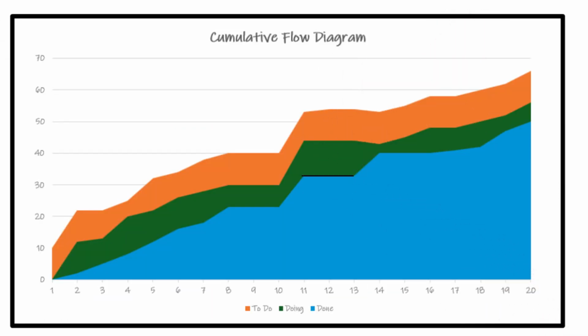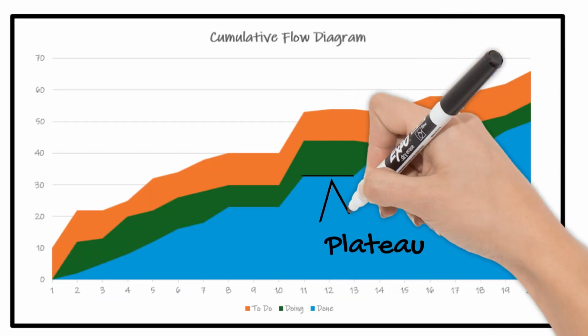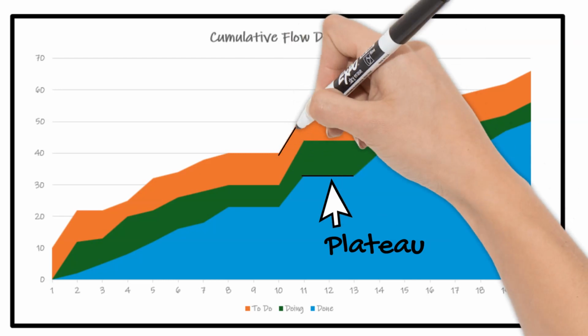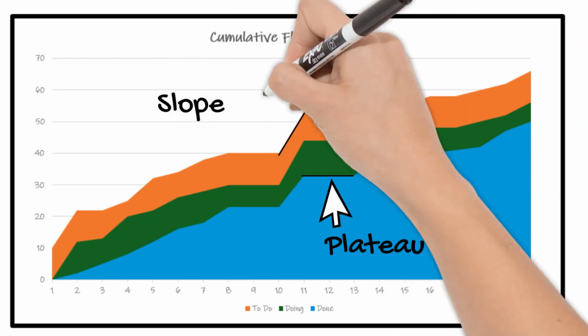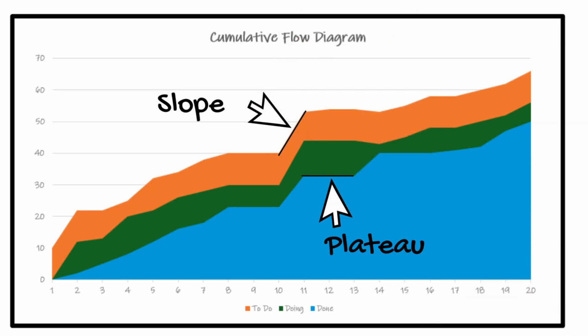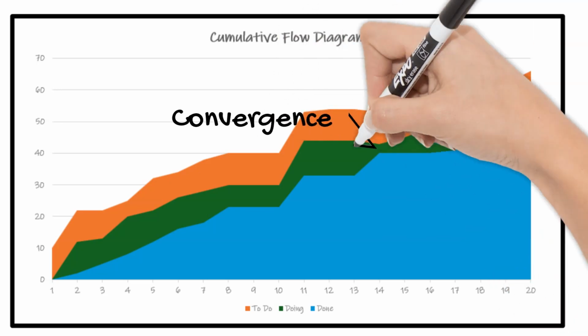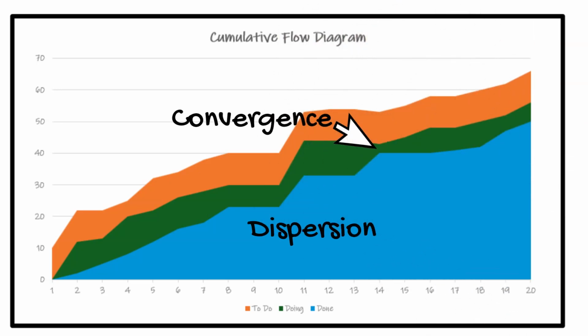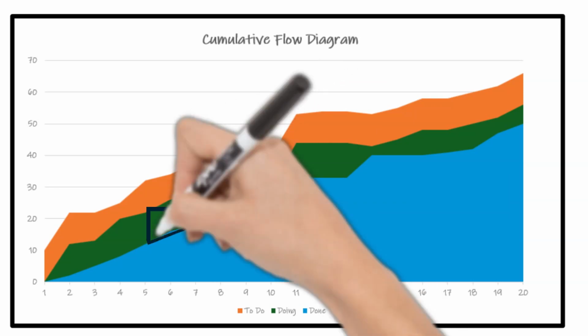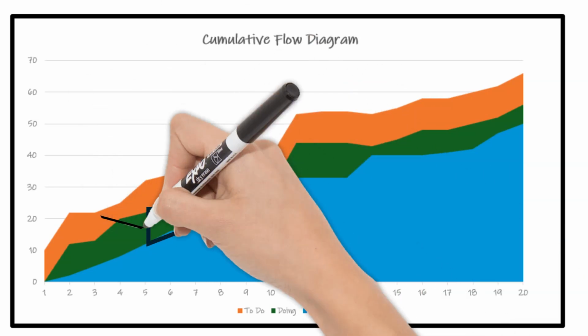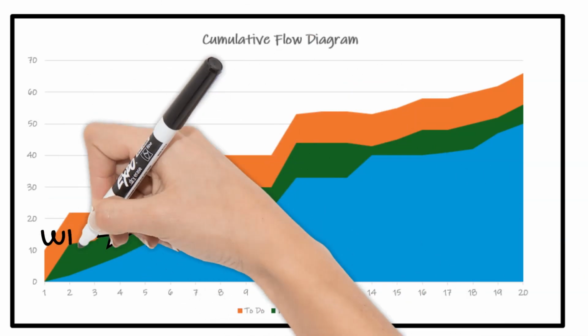Plateaus and slopes on the Cumulative Flow Diagram indicate periods of stability or change in the workflow. Plateaus represent periods where the number of work items remains stalled, while slopes represent periods of change, either increasing or decreasing. Areas where the flow lines converge or spread apart indicate areas of accumulation or dispersion of work items. Convergent points may indicate bottlenecks or areas of congestion in the workflow, while dispersion points may indicate increased efficiency or throughput periods. The Cumulative Flow Diagram can derive the following metrics, providing insights into process efficiency and performance.